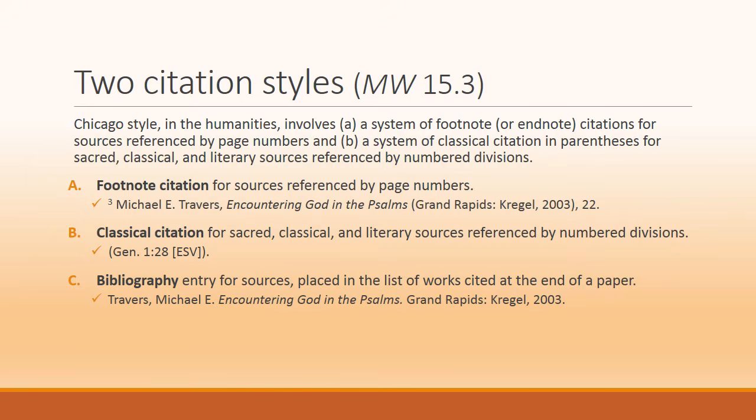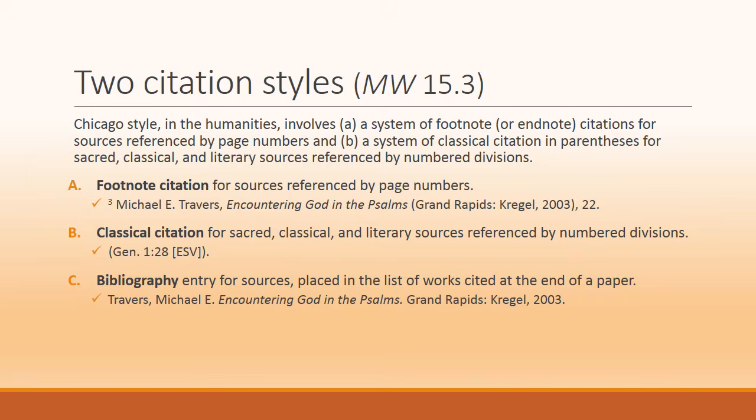Writers in the humanities make use of two citation styles. A, Chicago style in the humanities involves a system of footnote, or sometimes endnote, citations for sources referenced by page numbers, and B, a system of classical citation in parentheses for sacred, classical, and older literary sources referenced by division numbers, such as chapter and verse. And here are some examples.